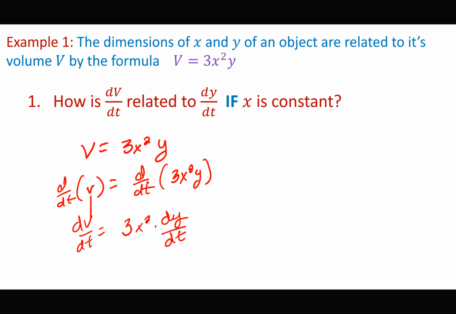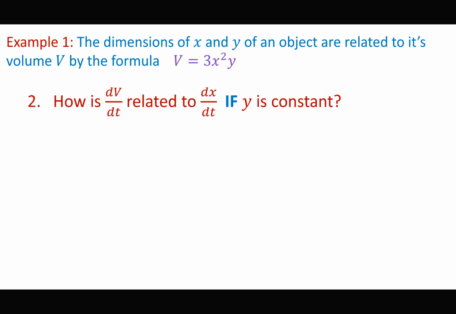All right, so how is dV/dt related to dy/dt if x is constant? Well, in this case, I would just write it as 3x squared dy/dt. dy/dt is the only thing that could change, so I'll leave that just as dy/dt.